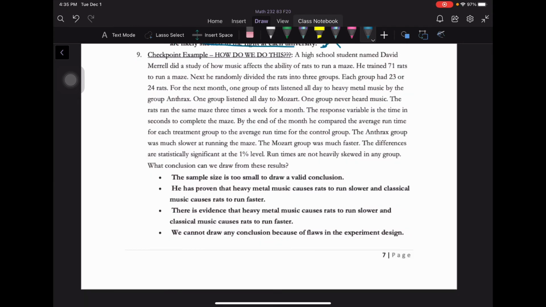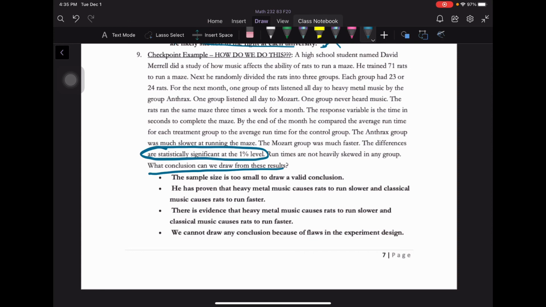Finally, question 9, we have a high school student named David. He did a study about music abilities. We talked about this problem when we were doing experimental design at the very beginning of this semester. We know they played Anthrax music, they played Mozart music, and wanted to know if the rats ran faster. And we did have evidence back in the day before we knew how to run significance tests. What conclusions can we draw? Well, the differences are statistically significant at the 1% level. That means we have evidence.